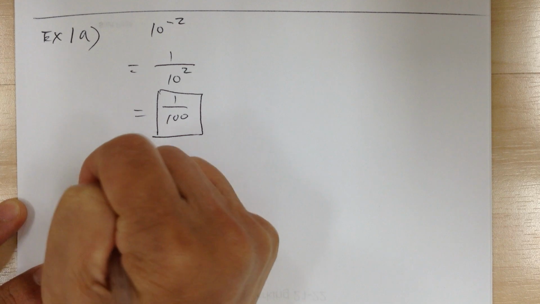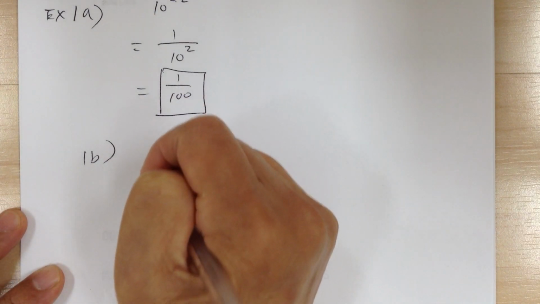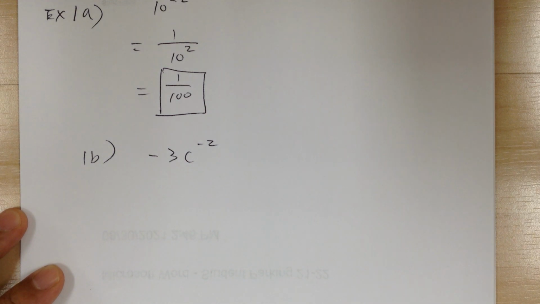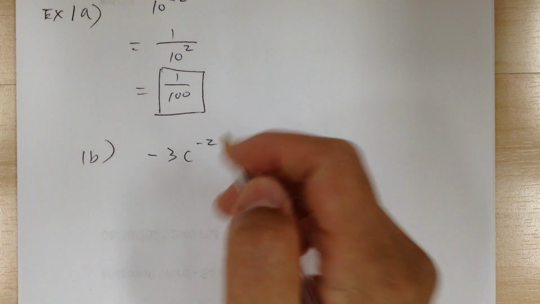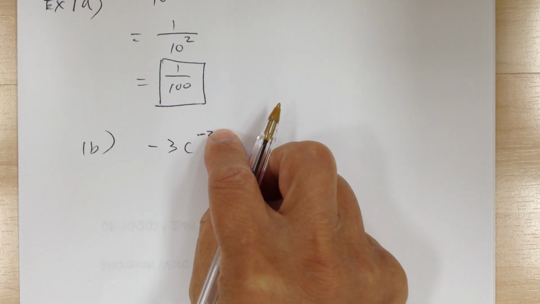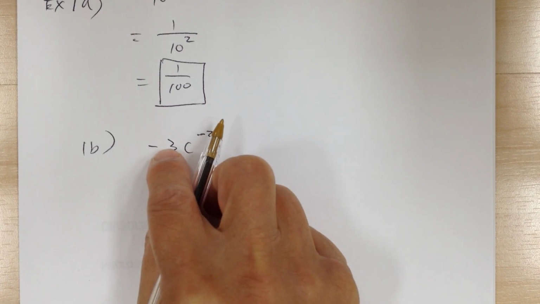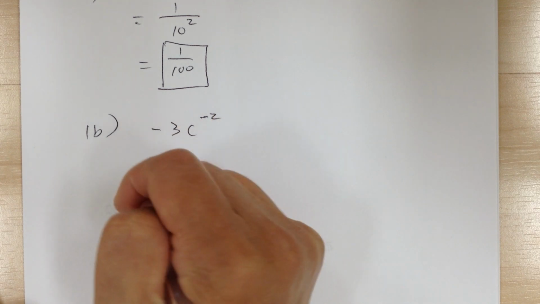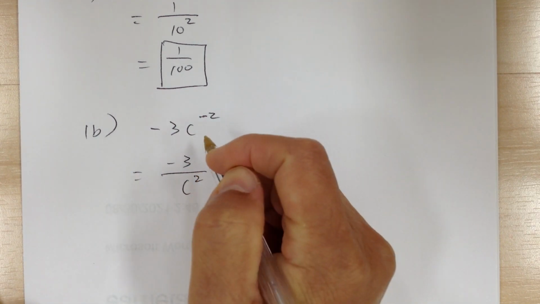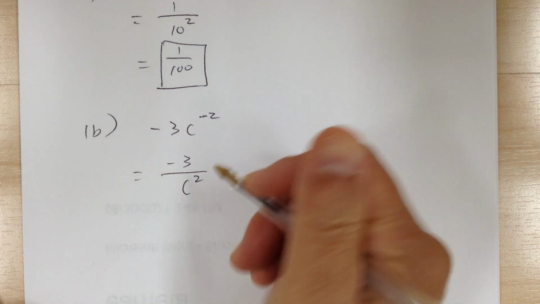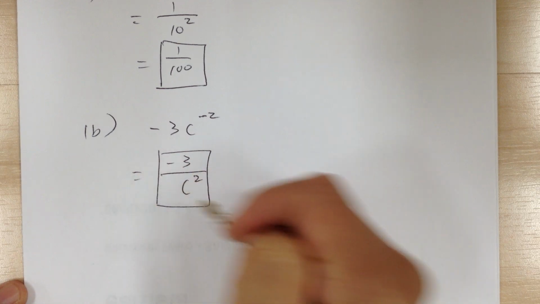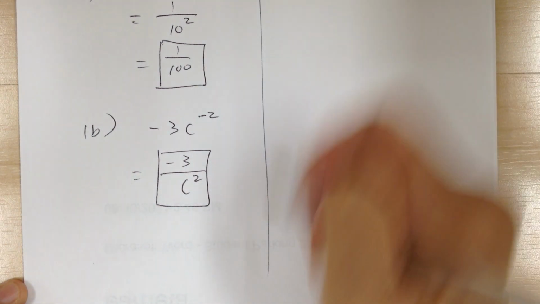Okay, now 1b, you have negative 3c to the negative 2 power. Now you have to be careful with this one, because the exponent is only for what is immediately before it. So the exponent negative 2 is only for the c, not for the negative 3. So leave the negative 3 alone. So negative 3 stays. This gets flipped to the bottom. Okay? And that's it for B.